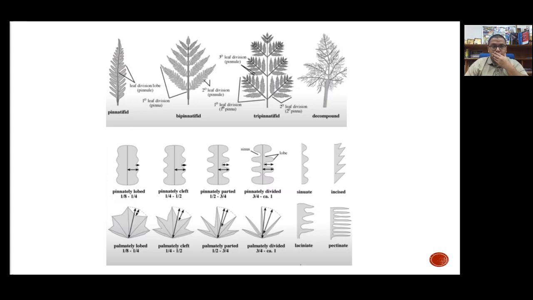Leaf incision. A leaf with a single blade is what we call a simple leaf, while a compound leaf has two or more distinct blades. This is a diagram that shows an attempt to make very precise terms for the kind of incision or division that you could have in leaves. I'm not going to explain in detail. If you encounter this kind of terms, you have to look up what it looks like.